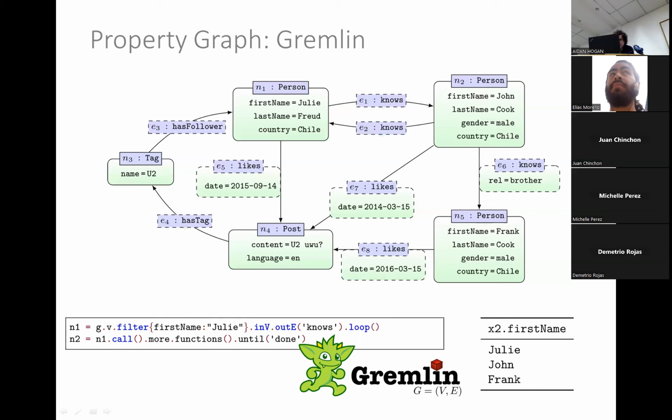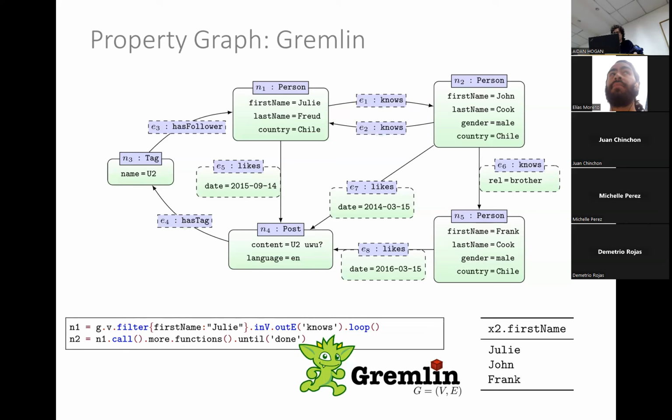From that set of vertices, we can do the in vertex to find the vertices that go in. Then we can do out E to find the outgoing edges and nodes, and then we can loop that to do it recursively. Then we can call this function to iterate over the results until there are no more results. I'm far from an expert in Gremlin. I don't think I've ever used it, but this is the idea.